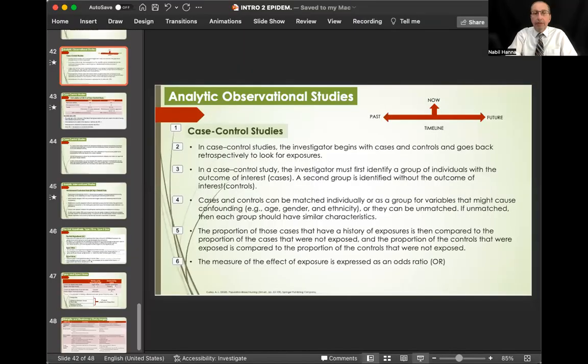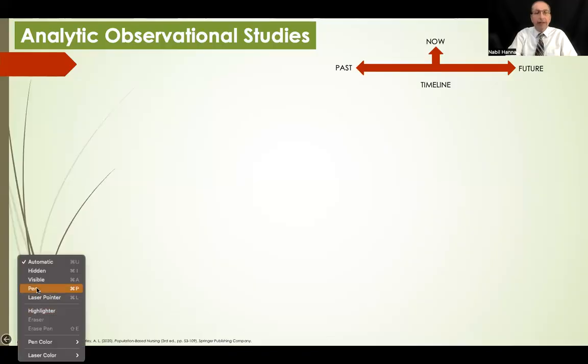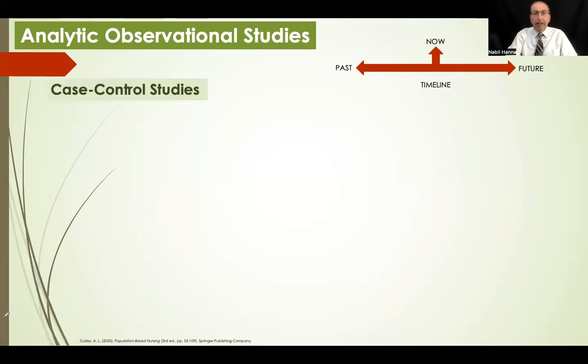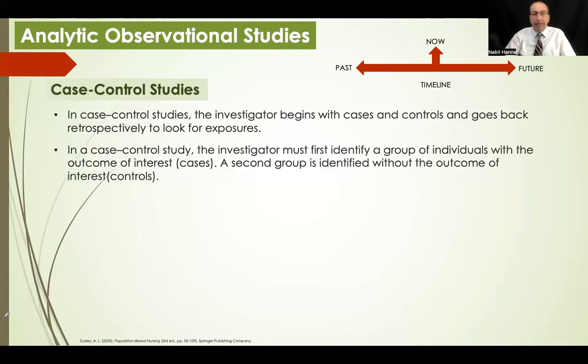Okay, let's continue talking about the analytic observational studies. And now we're going to talk about the case control studies. So in case control studies, the investigator begins with cases and controls and then goes back retrospectively to look for exposures. So case control studies by default are retrospective studies.